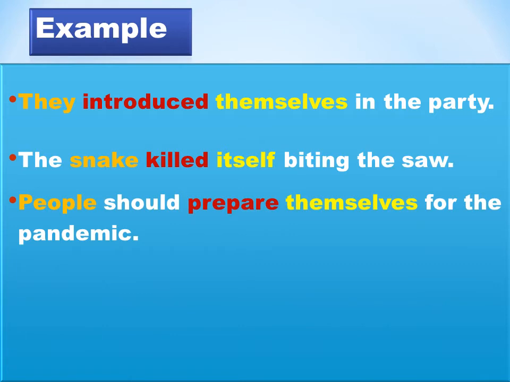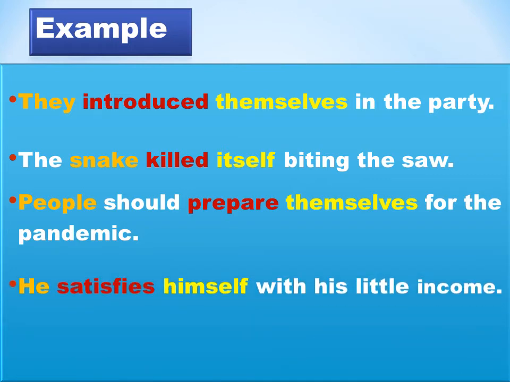People should prepare themselves for the pandemic. Here people is the subject, prepare is the verb, and themselves is the reflexive pronoun as direct object. He satisfies himself with his little income. Here he is the subject, satisfies is the verb, and himself is the reflexive pronoun as direct object.